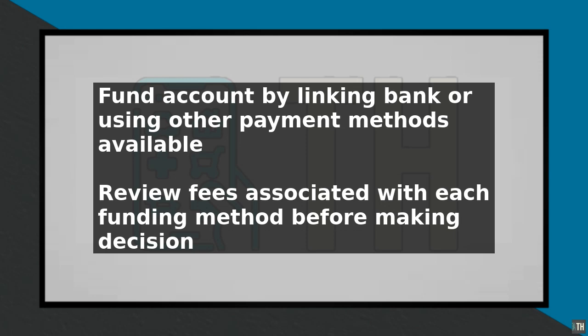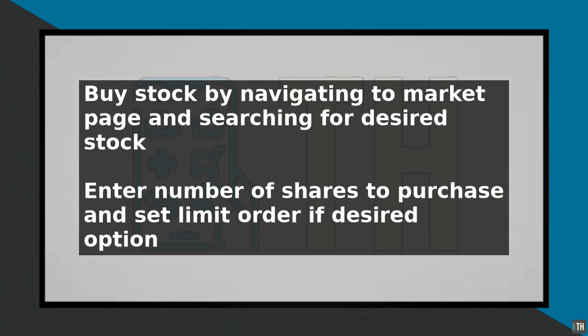You can also set a limit order, which allows you to specify the price at which you want to buy the stock. Review your order carefully before submitting it, as Webull offers real-time trading and your order will be executed immediately. To sell a stock on Webull, follow the same steps as buying, but click on the sell button instead.